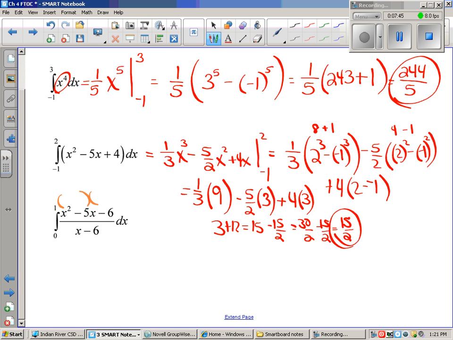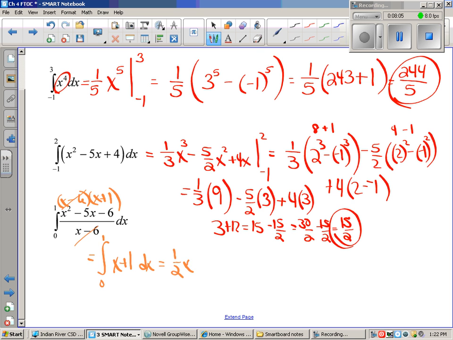So let's see, can I? X and X, 6 and 1. Oh, different signs, bigger ones, negative. And what do you know? The x minus 6 actually divides out. This really is exactly the same question as the integral from 0 to 1 of x plus 1 dx. Again, this works out much nicer if you simplify that first.